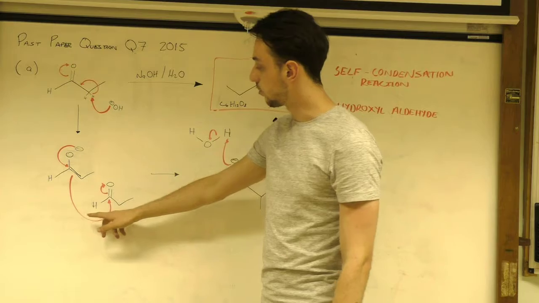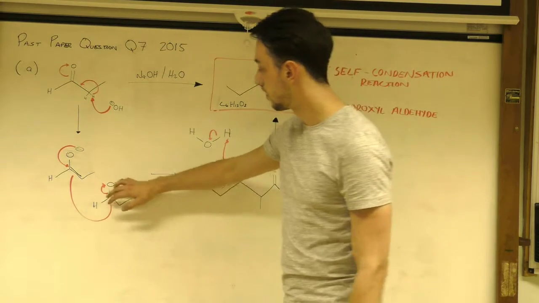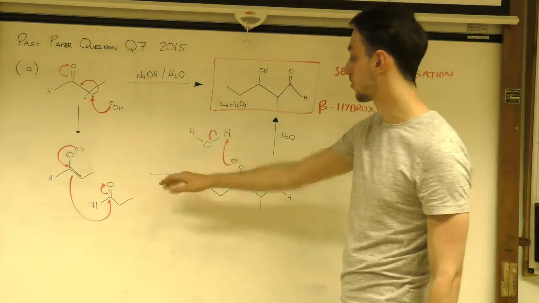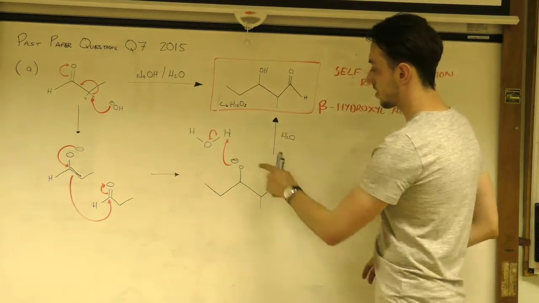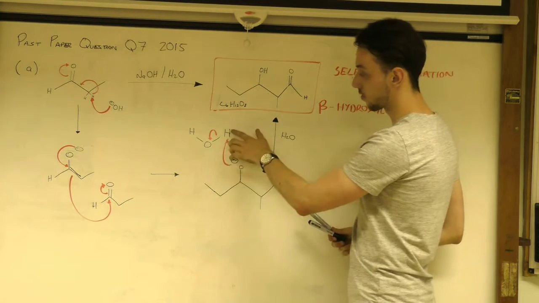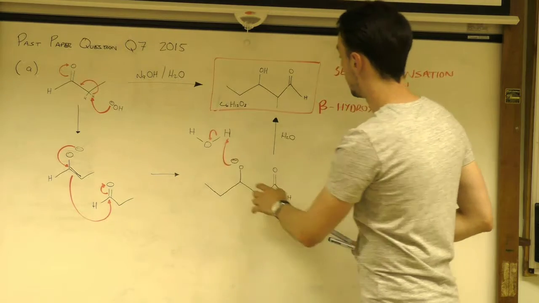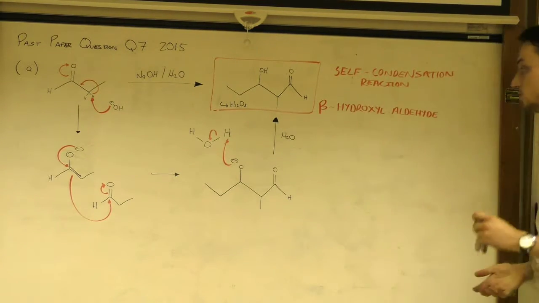The alkene double bond will attack the electrophilic center. The electron density will move up into the second oxygen to give you this structure here. This negative charge is then treated with water, steals one of the hydrogens, and you end up with this product here, which is a beta hydroxy aldehyde.